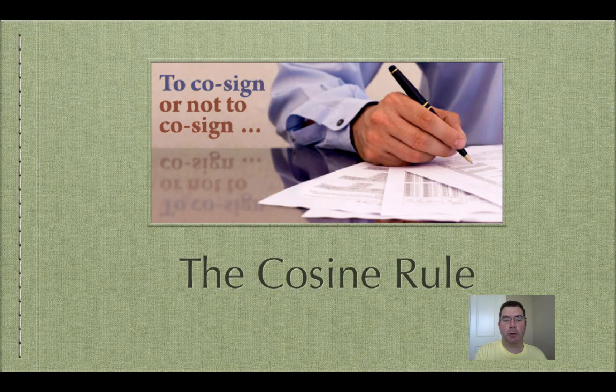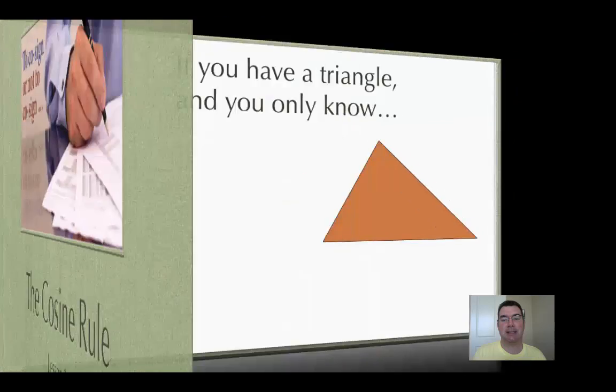Hello again. We are going to move on in our discussion of trigonometry. We are going to talk about something called the cosine rule. So this is lesson 9.6 and let's get started.